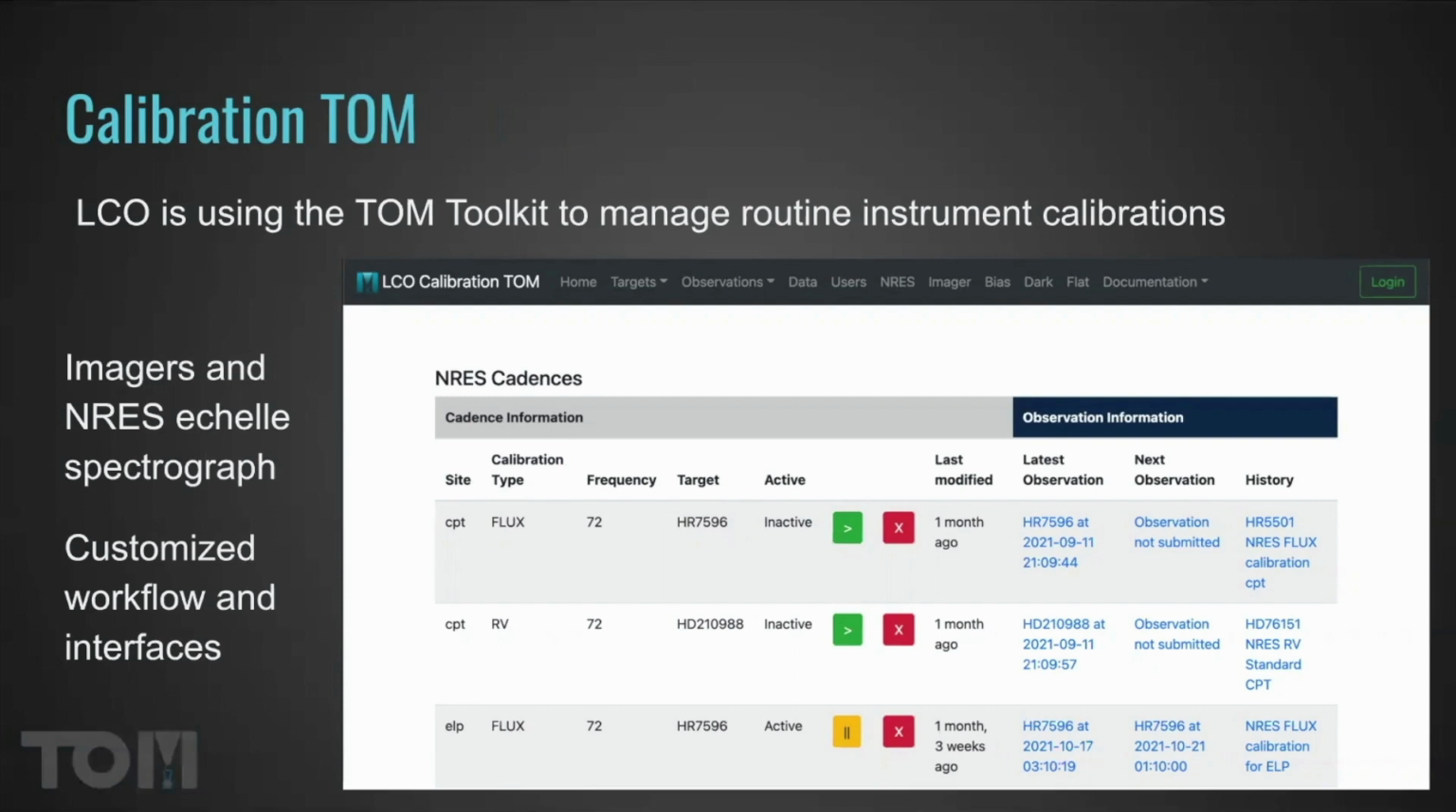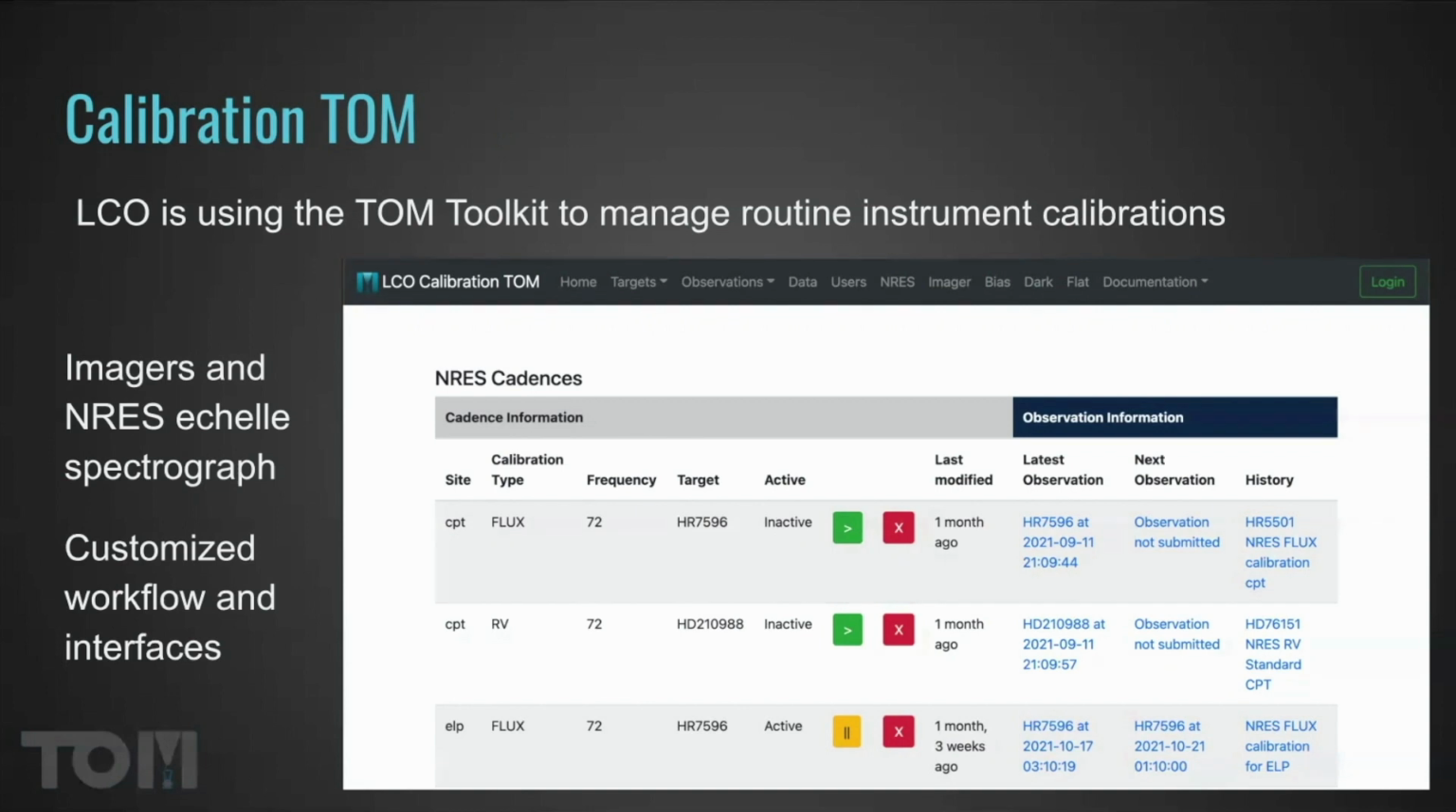Every observatory must obtain routine calibration data for all of its active instruments, and Las Cumbres is no different. Since this is in reality a specialized type of observing program, when it came time to overhaul that element of our software, we chose to use the TOM Toolkit to manage calibrations across the network and to provide our operations team with suitable monitoring tools.